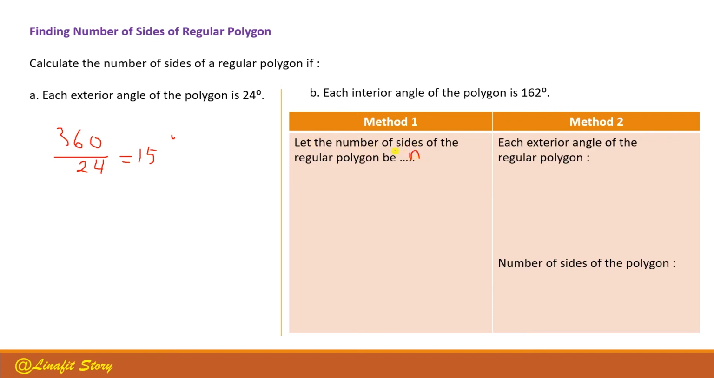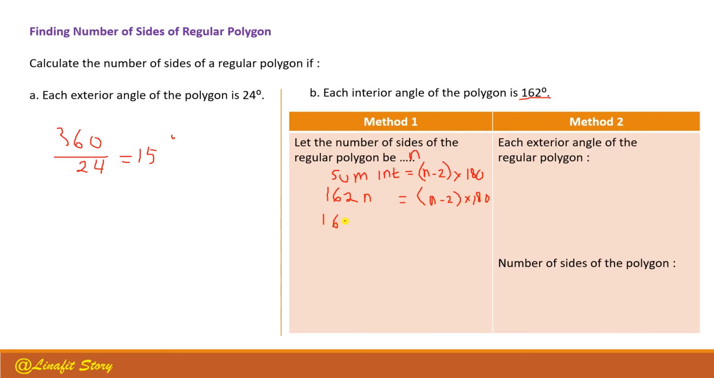So over here, each interior angle of the polygon is equal to 162, but we didn't know how many sides there are. So the sum of interior angles is equal to n minus 2 times 180 degrees. So 162n is equal to n minus 2 times 180.